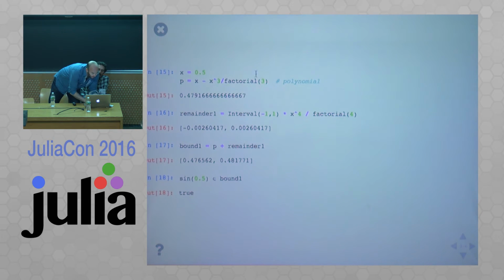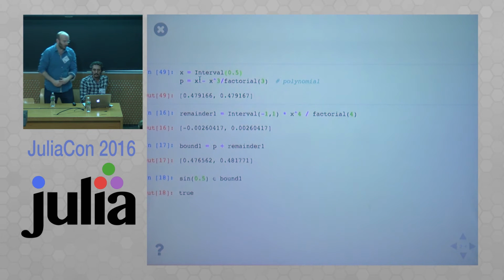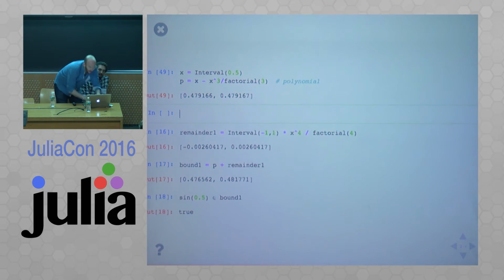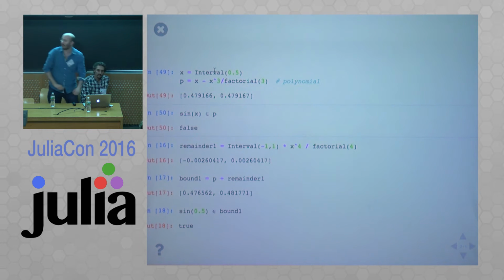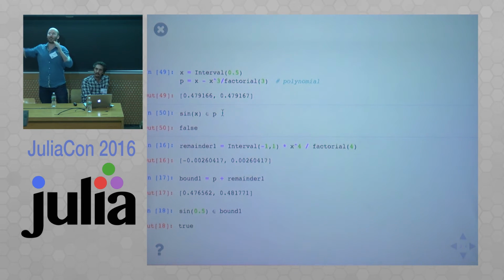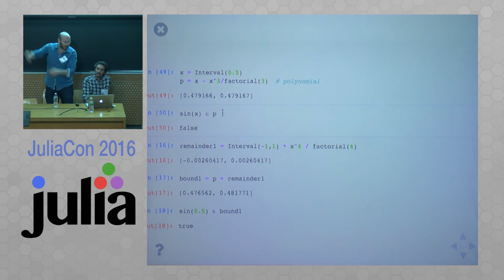Okay, so here is the actual calculation that we can do. We're going to take a floating point number x, which is 0.5. Probably we actually want to make that an interval around 0.5. And then we can calculate this third order polynomial, which is just truncating the series. And we can ask, is sine of x, the true sine of x, inside this interval? And it is not. So we have not bounded the thing in the correct way. Why? Because we have to take account of this infinitely long tail. And so how do we do that?